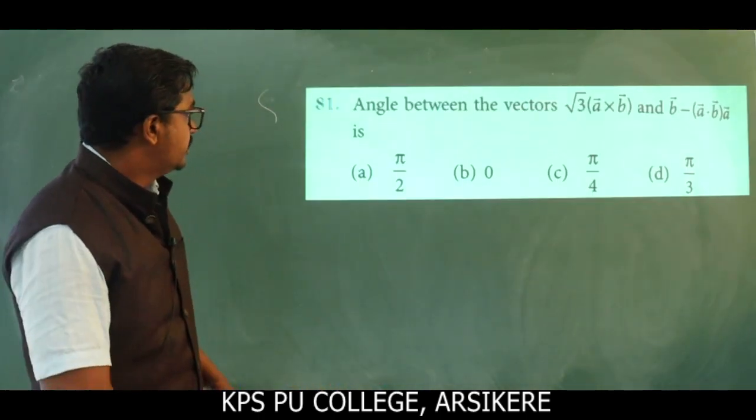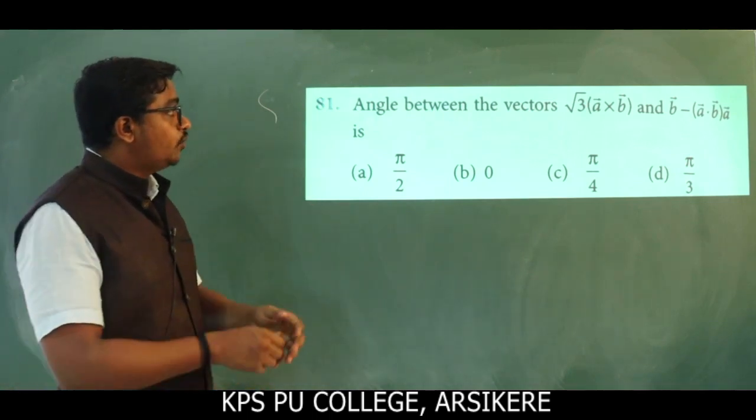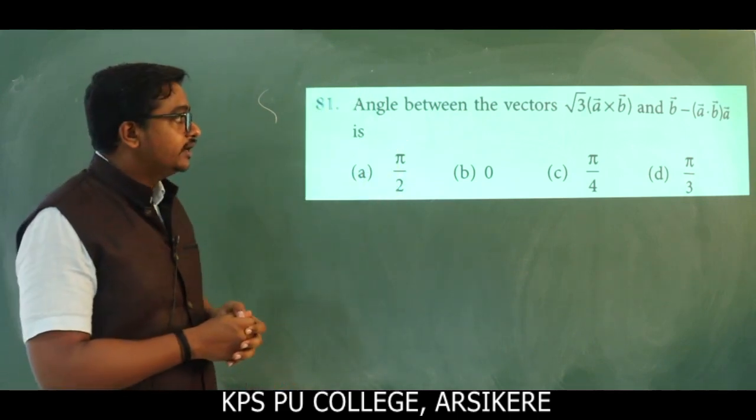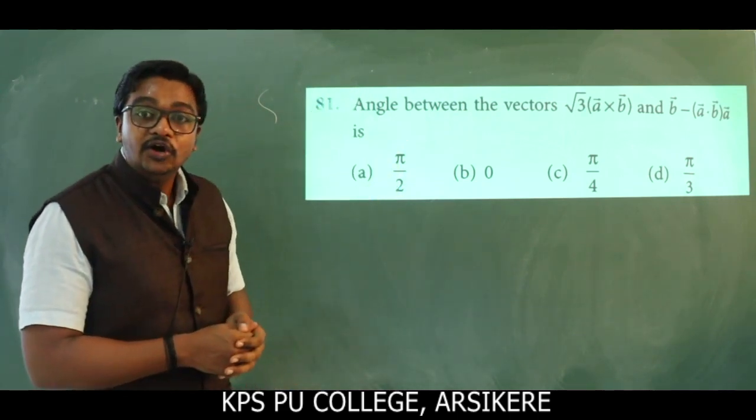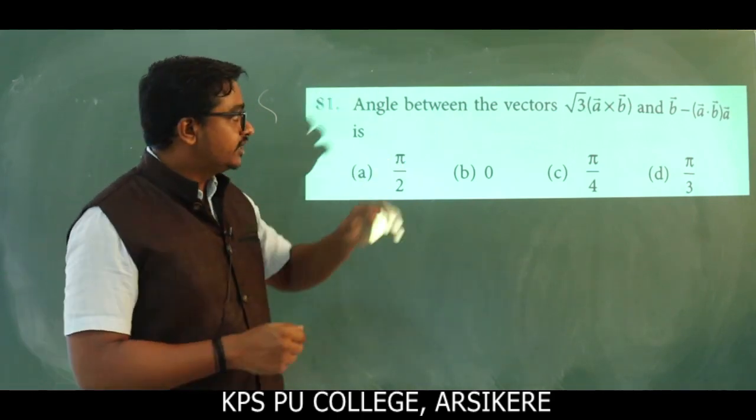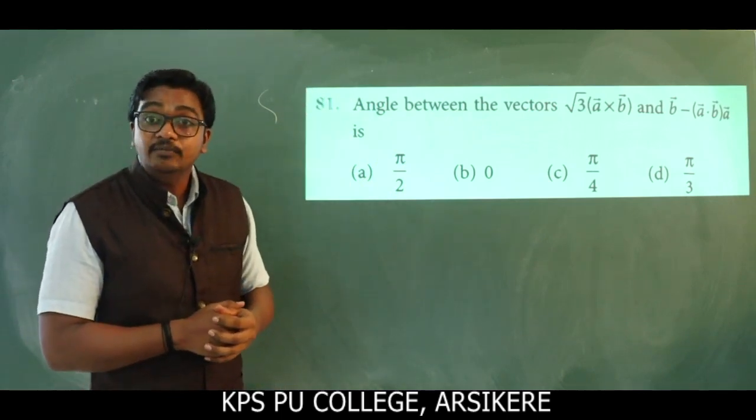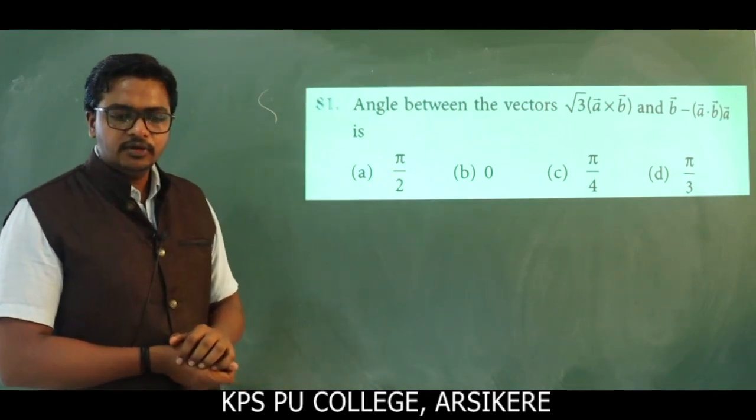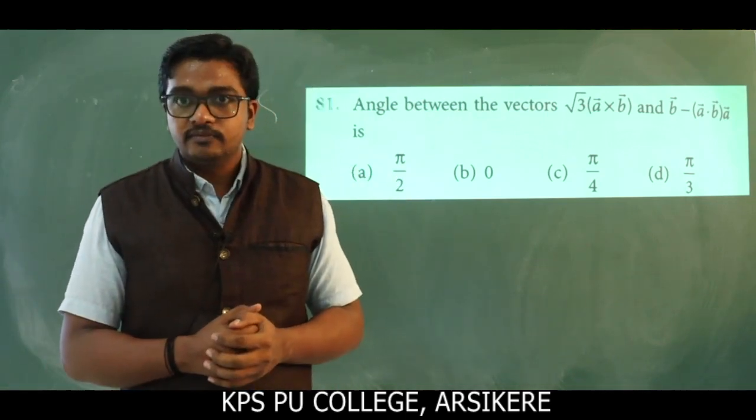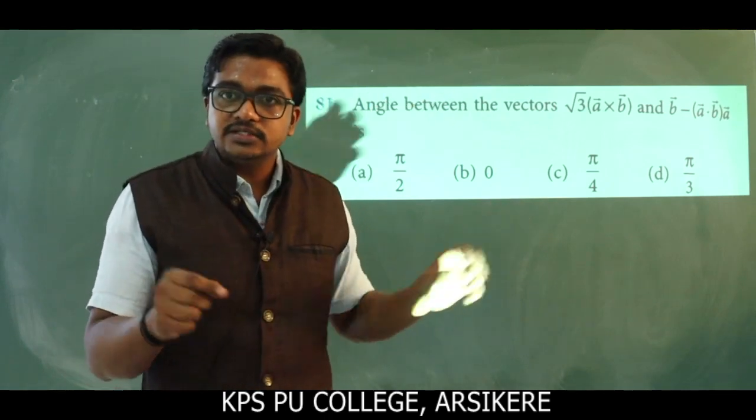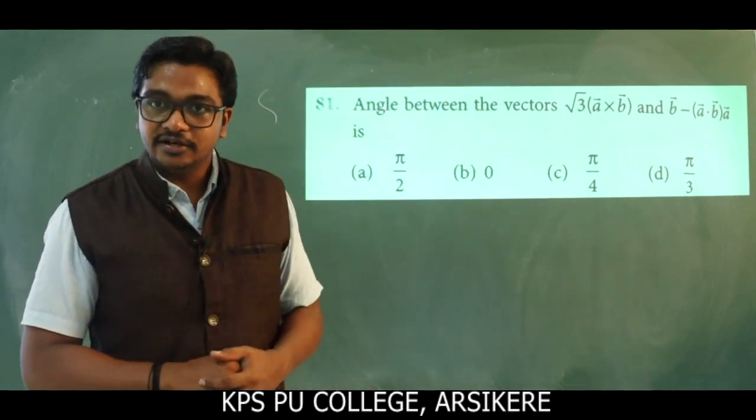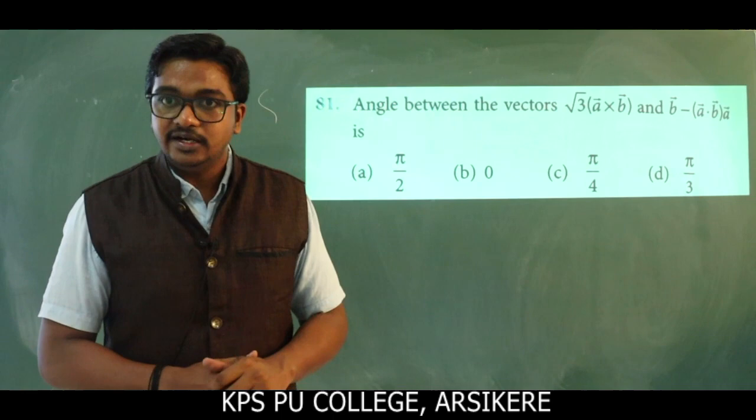First one: find the angle between the vectors root 3 into a cross b, that is vector a cross b, and vector b minus a dot b into a. Here we need to find the angle between these two vectors. Before finding the angle, just find the dot product. Suppose the dot product of these two vectors is equal to 0, then the given two vectors are perpendicular to each other, hence the angle between them is 90 degrees.